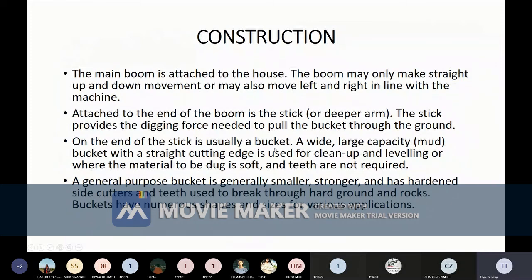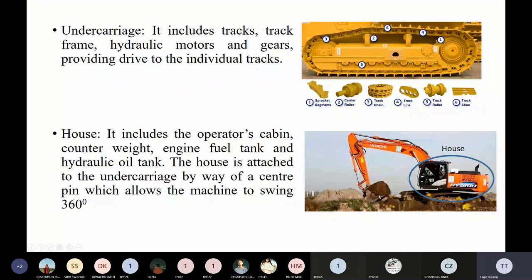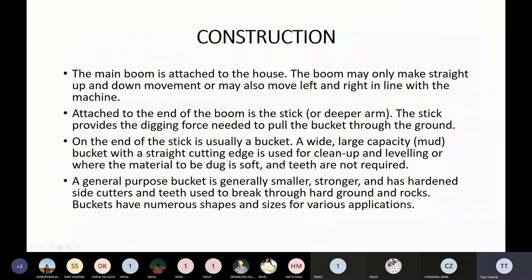On the end of the stick is usually a bucket. A wide, large capacity bucket with a straight cutting edge is used to clean up and level over material that is very soft, where teeth are not required. A general purpose bucket is generally smaller, stronger and has hardened side cutters and teeth used to break through hard ground and rocks. Buckets have numerous shapes and sizes for various applications. So depending upon your requirement, the size of the bucket can vary from work site to work site, job to job, small job, heavy job. So accordingly, you can change the size of the bucket.